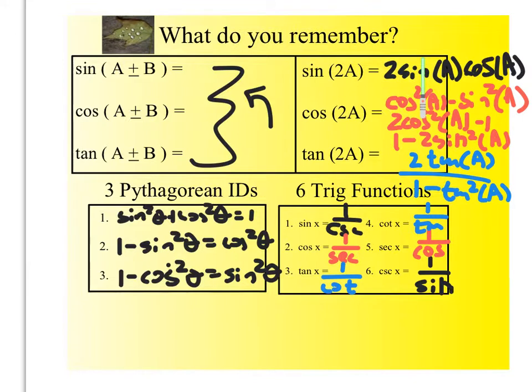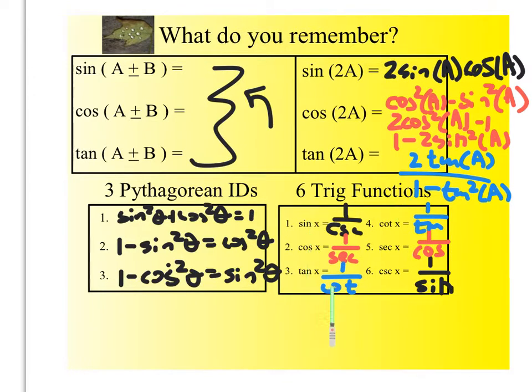Alright, all the way down the double angle formulas, there's 3 for cosine of 2 alpha. Tangent of 2 alpha, as you see here. Our 3 Pythagorean identities: sine squared plus cosine squared equals 1, 1 minus sine squared equals cosine squared, 1 minus cosine squared equals sine squared.